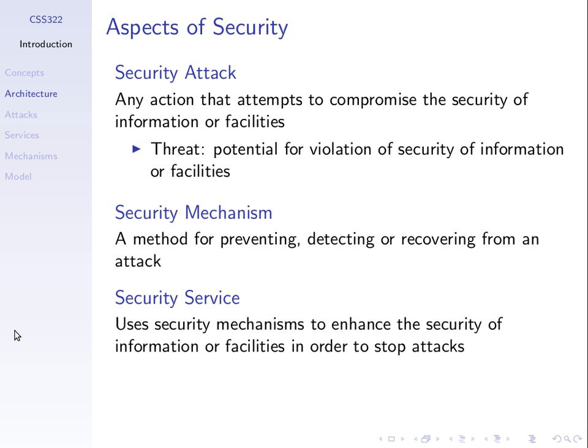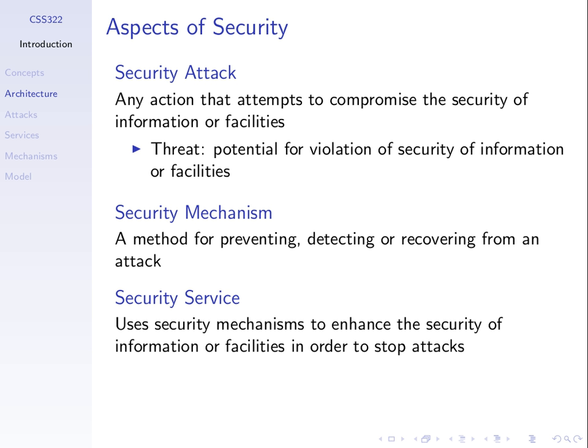So 3 aspects of security: attacks, mechanisms, and services. An attack is some action that attempts to compromise the security of information or facilities, the data, the information, or the devices. A mechanism, security mechanism, is a method for preventing, detecting, or recovering from an attack.